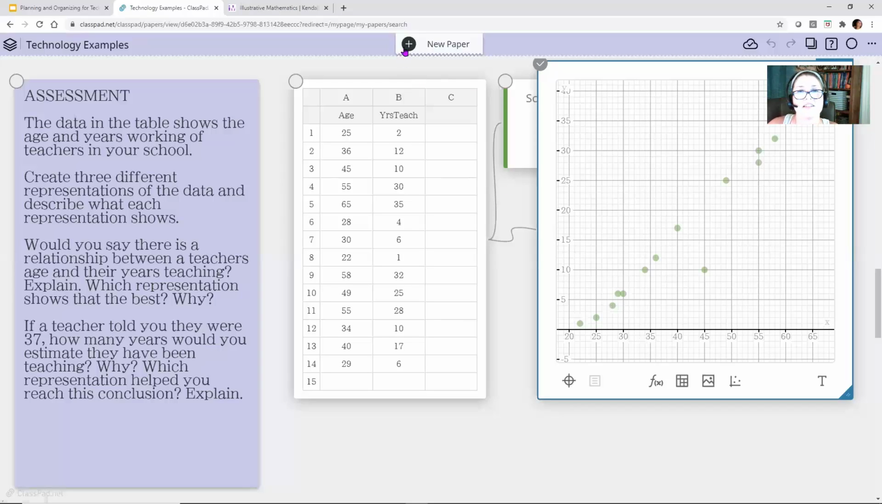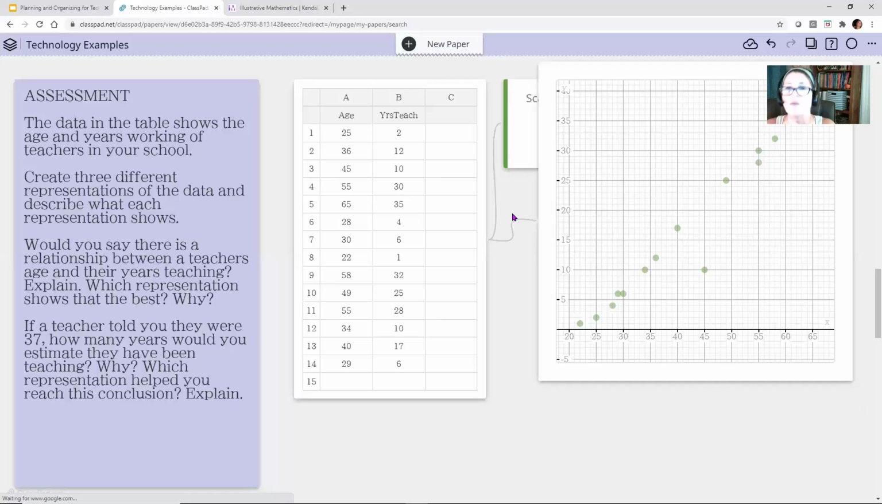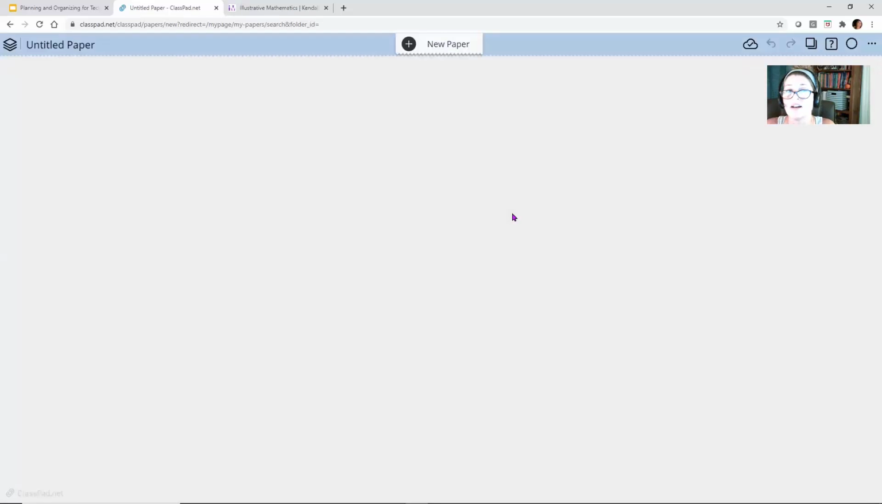And I'm going to hit new paper, because if you open Classpad.net, it looks like this if you're signed into your account. If I have some people on that are not signed into accounts, technically what I'm about to do, you can't do if you don't have an account, which is why I hoped that you guys would sign up for your accounts ahead of time.